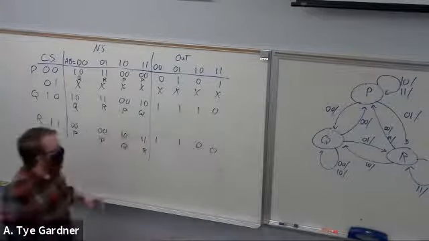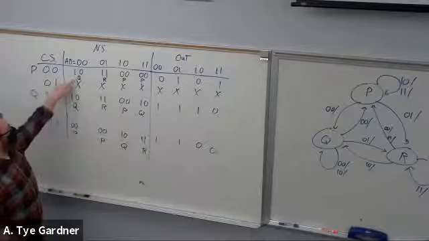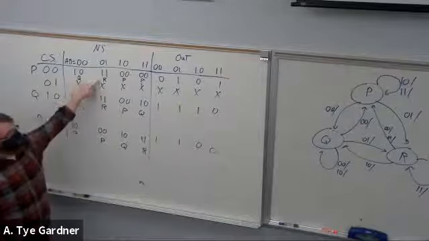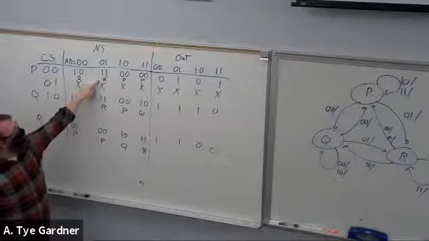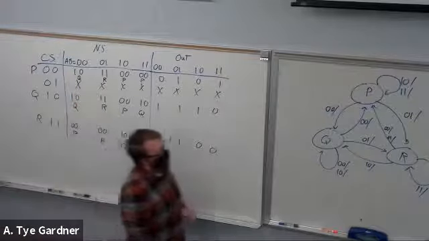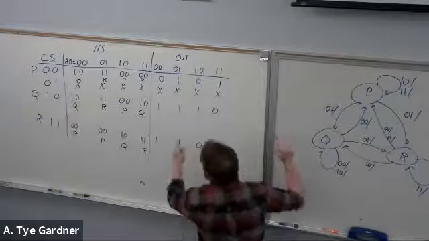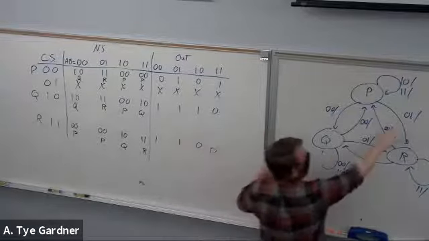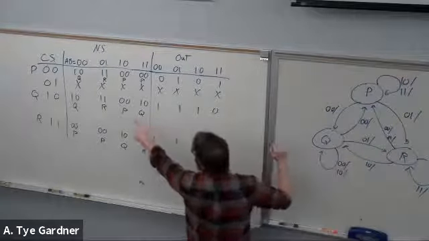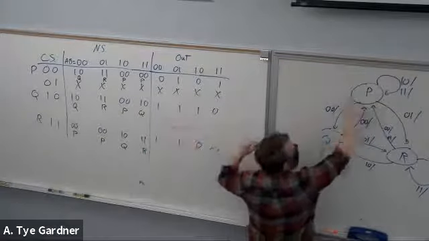But I went ahead and said, what happens if I go 0, 0? Well, 0, 0, I go to Q. 1, 1, I go to R. Oops, did I mess that up? I did, because I can't read my own handwriting. So 0, 1. Oh, wait, sorry, I did that right. 0, 1, I go to R. 1, 0, I go to P. Then 1, 1, I stay in P, right?